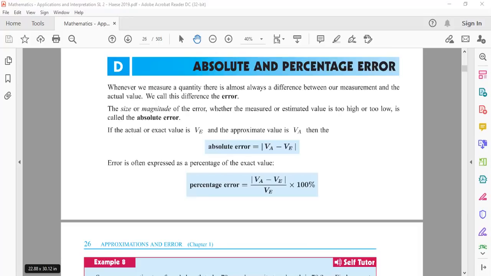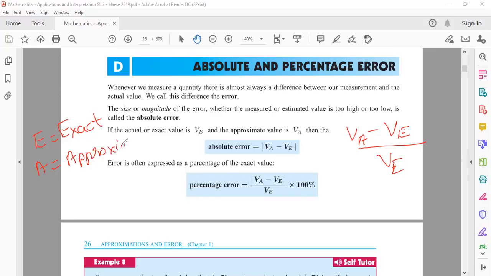So one value is exact and one value is approximate. So always remember this formula only: VA minus VE upon VE, where E is exact and A is approximate. So VA minus VE upon VE. So V means exact, E for exact. Okay, so in whatever way they ask the question, they'll confuse you sometimes. They'll say approximate, so A as actual you can say. So this is the confusion. In exact, you can say estimate.